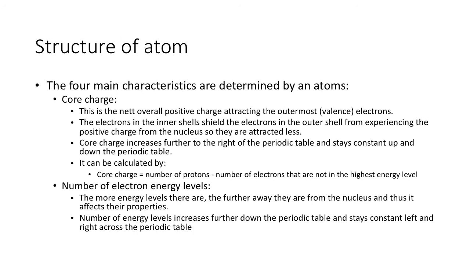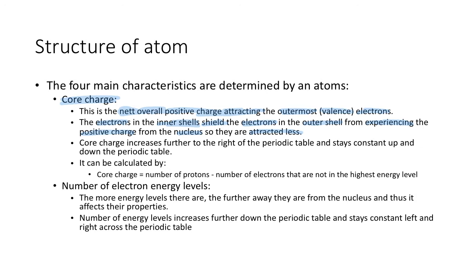Those four main characteristics are determined by a couple of structural aspects of the atoms. All right. First is the core charge, which is the net overall positive charge attracting the outermost electrons. Okay, and the outermost electrons can sometimes be called the valence electrons. Valence being a word to describe the outermost stuff. So the idea is that it's the positive charge attracting the outer electrons, and it's the net overall. What does this word net mean? It means we take into account some positives and some negatives, okay? So the electrons in the inner shells shield the electrons in the outer shell from experiencing the positive charge from the nucleus so that they are attracted less.